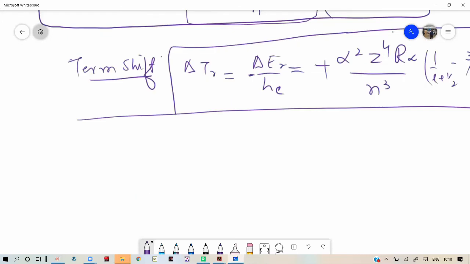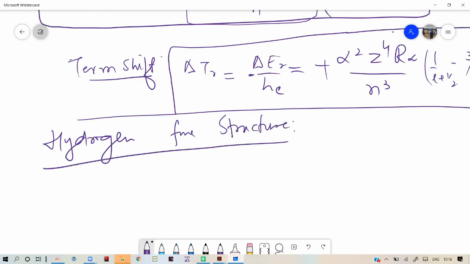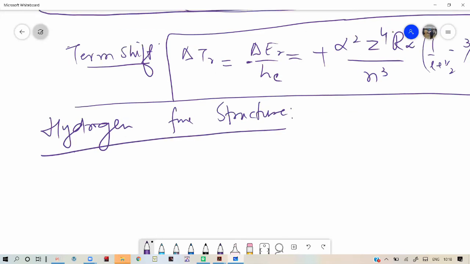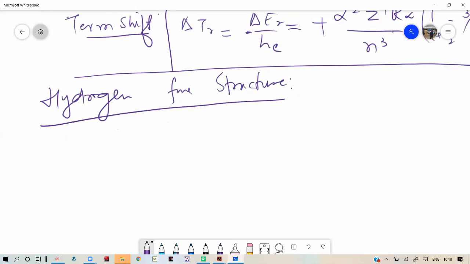Now, for the hydrogen atom, hydrogen fine structure. These are the two contributions. There is one more contribution. We will derive that later on. That's called the Darwin term that we will do later. This hydrogen fine structure has two contributions. One was the spin orbit interaction. Another one is this, which is called the relativistic correction.